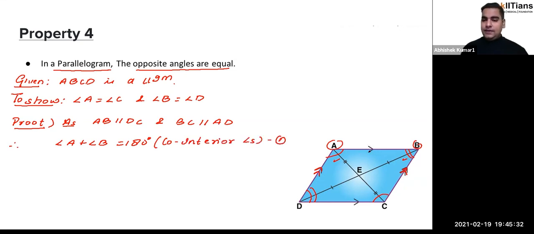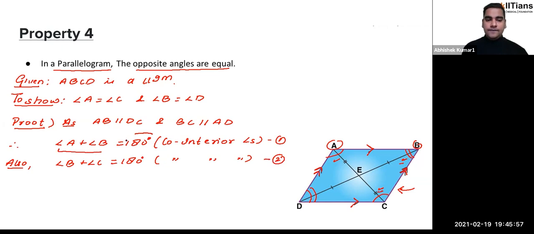Similarly, this line AB is parallel to DC, and this line BC is a transversal. Therefore, the sum of this angle and this angle will be 180 degrees for the very same reason. So also we have angle B plus angle C equal to 180 degrees, because these are co-interior angles. Now the sum of A and B is 180 degrees. The sum of B and C is 180 degrees, so we can equate them, right?